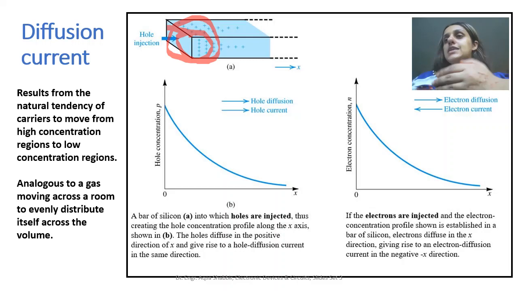So the diffusion current in semiconductors arises due to the different concentrations of charge carriers at various parts inside the semiconductor material. The charge carriers tend to flow from regions of higher concentration to regions of lower concentration. So, summarizing, there are two mechanisms by which current inside semiconductors flows, and those are drift and diffusion.